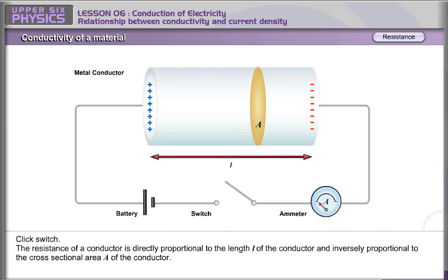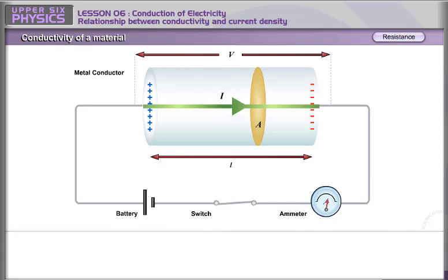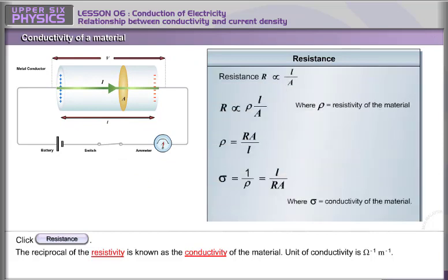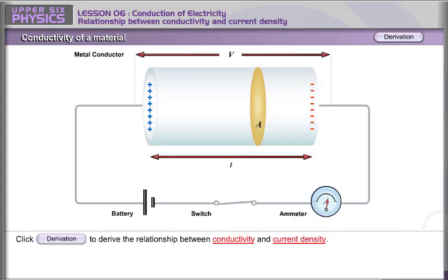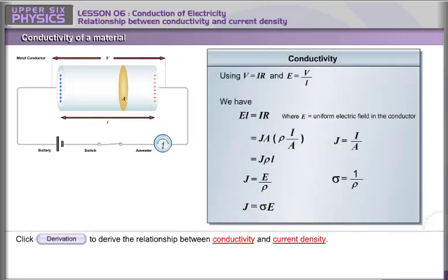Click Switch. The resistance of a conductor is directly proportional to the length L of the conductor and inversely proportional to the cross-sectional area A of the conductor. Click the Resistance button. The reciprocal of the resistivity is known as the conductivity of the material. Unit of conductivity is per ohm per meter. Click the derivation button to derive the relationship between conductivity and current density.